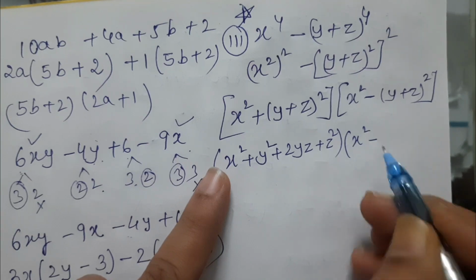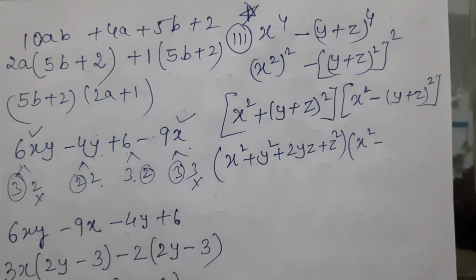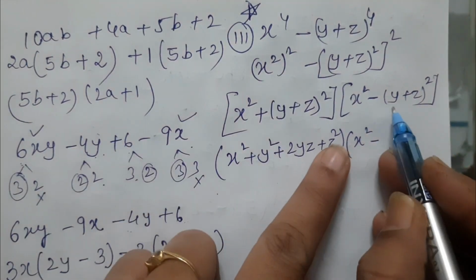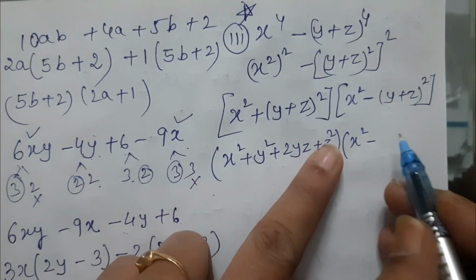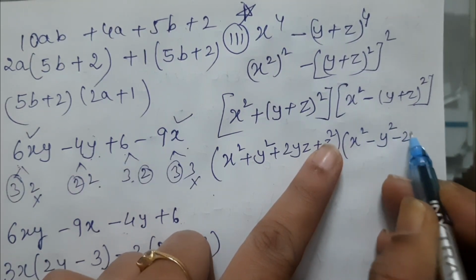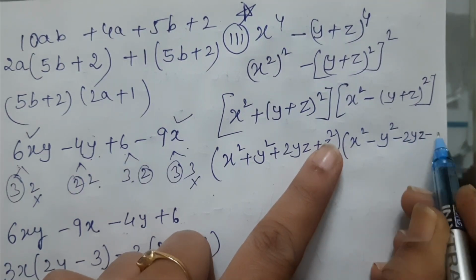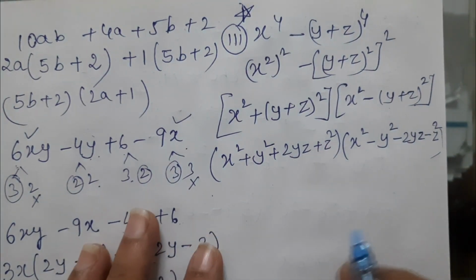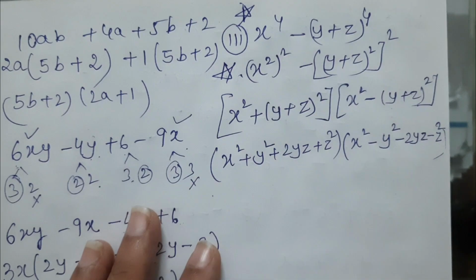In the same way, here the minus sign is there. So we are writing the identity by changing the sign. It's a plus b whole square. Now write down the answer by using minus. Minus y square minus 2yz and minus z square. So this is our final answer. We got the answer. So this is a very important question. You need to follow it.